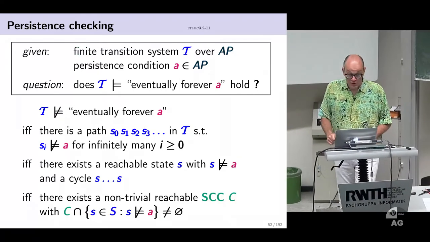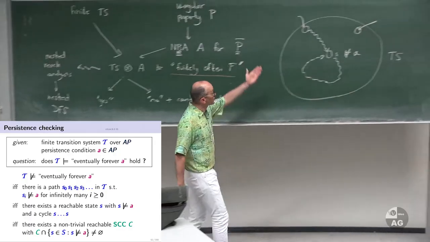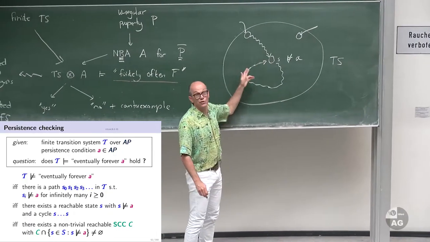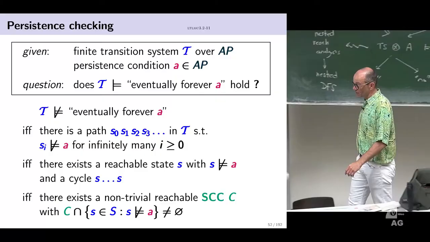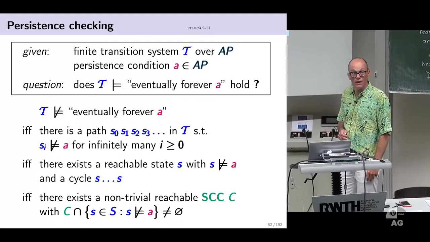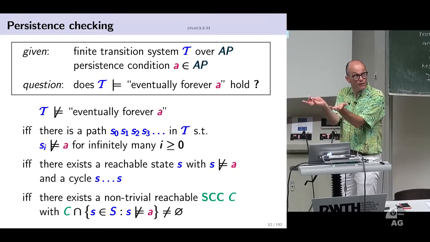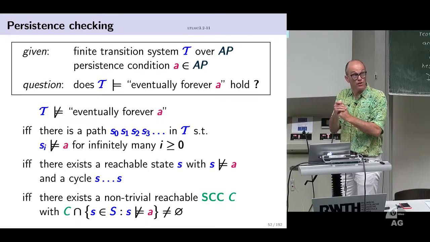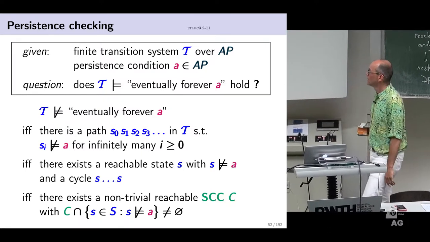Good. So now what we need to check is whether our transition system has a reachable state that lies on a cycle. How are we going to do this? Well, one way is to look at strongly connected components. I hope you all remember what a strongly connected component is. It's a subgraph such that every node in the subgraph can reach every other node in that subgraph. You have mutual reachability within this subgraph.